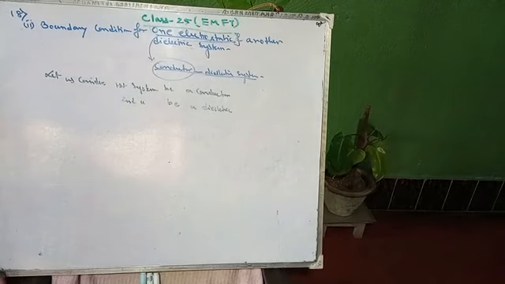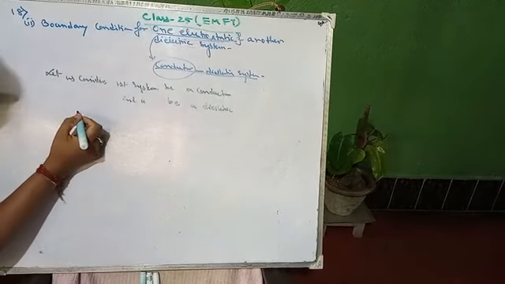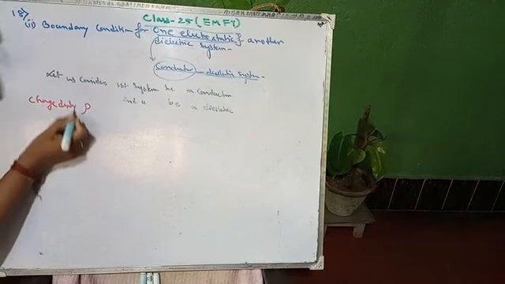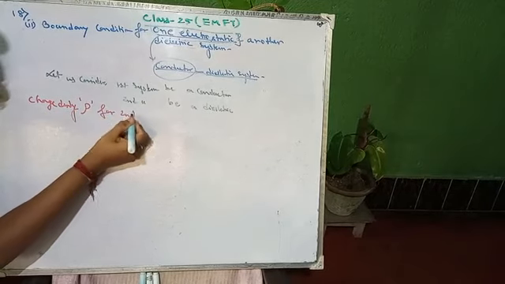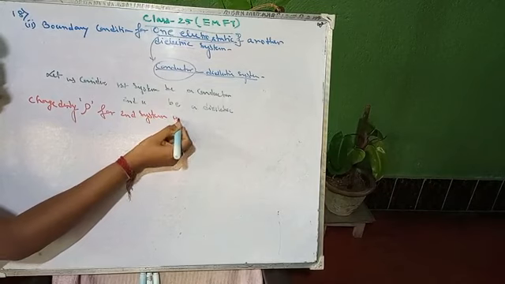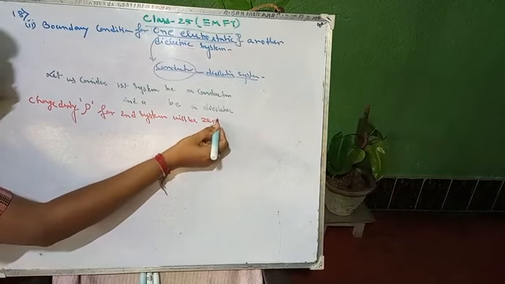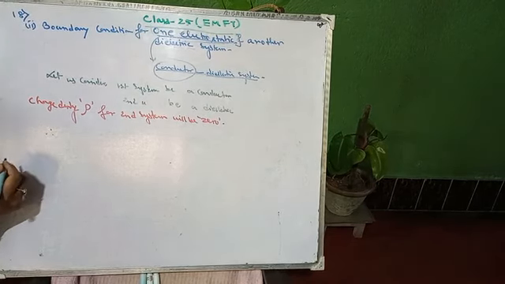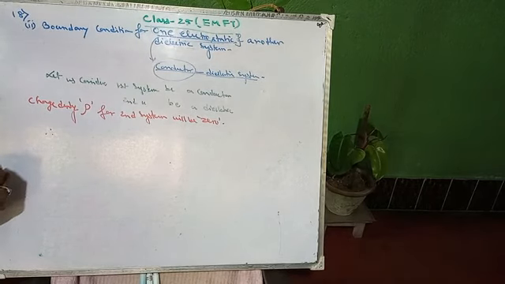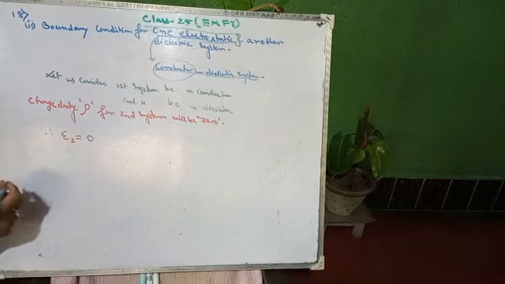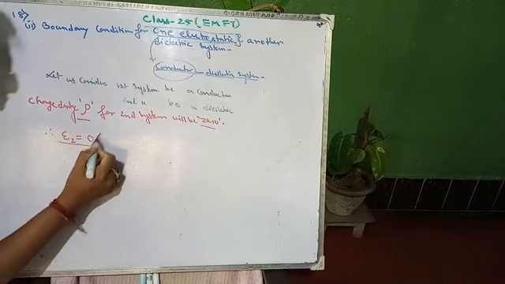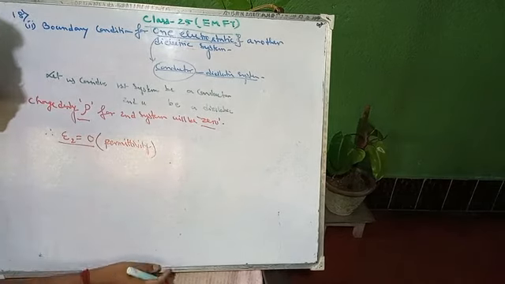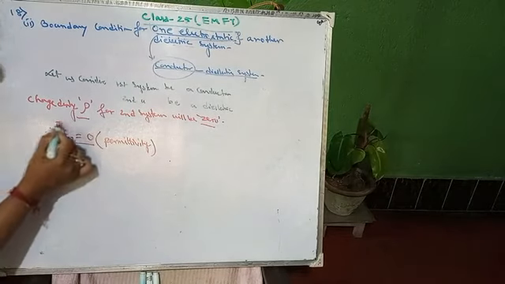So the charge density rho for the second system will be 0, right? Therefore epsilon 2 should be 0. If rho is 0, then epsilon 2, the permittivity, is 0. So there is no permittivity, that means no flux will pass through that medium. So epsilon 2 should be 0.